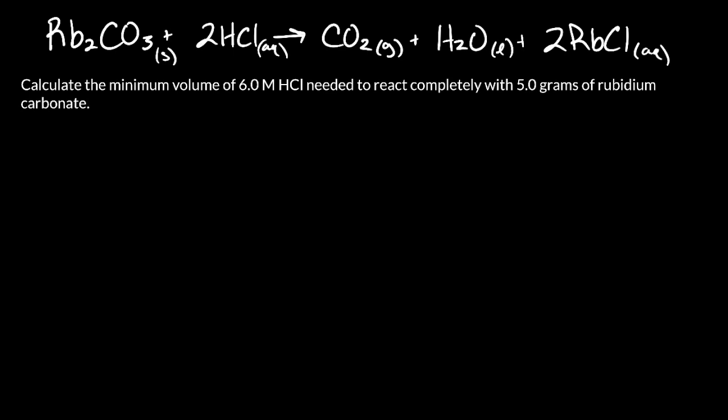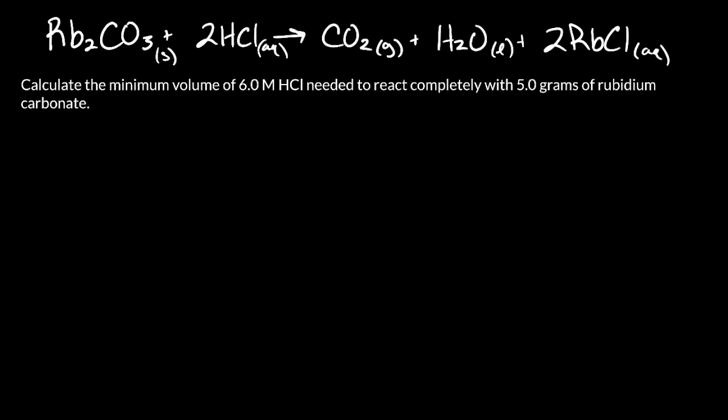Okay, so we have our balanced chemical equation here. This is rubidium carbonate reacting with hydrochloric acid to make carbon dioxide, water, and then rubidium chloride. So again, really similar to the chemical equations that you'll be looking at for this lab. And we want to calculate the minimum volume of 6 molar HCl needed to react completely with 5 grams of rubidium carbonate. So how in the world are we going to do that?